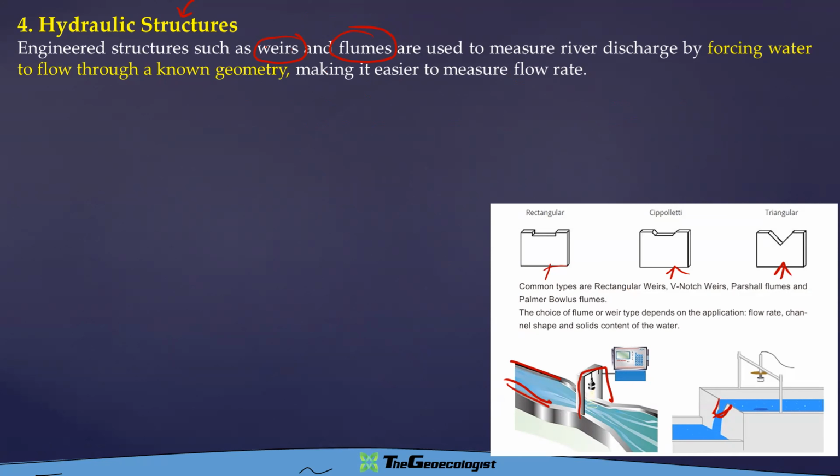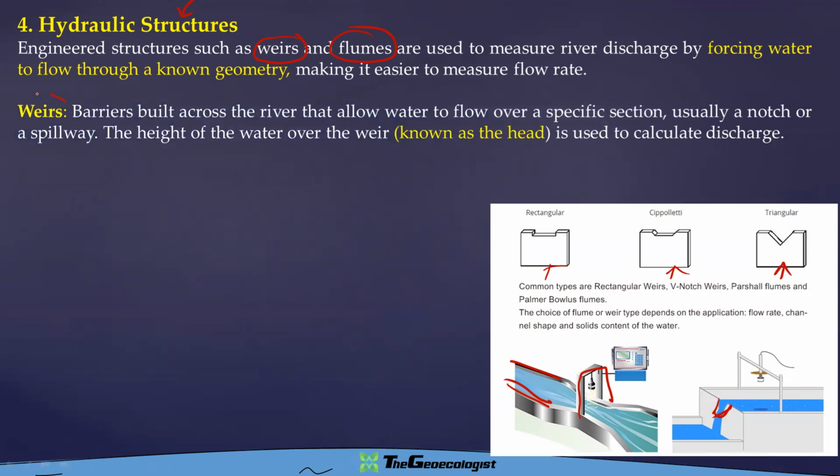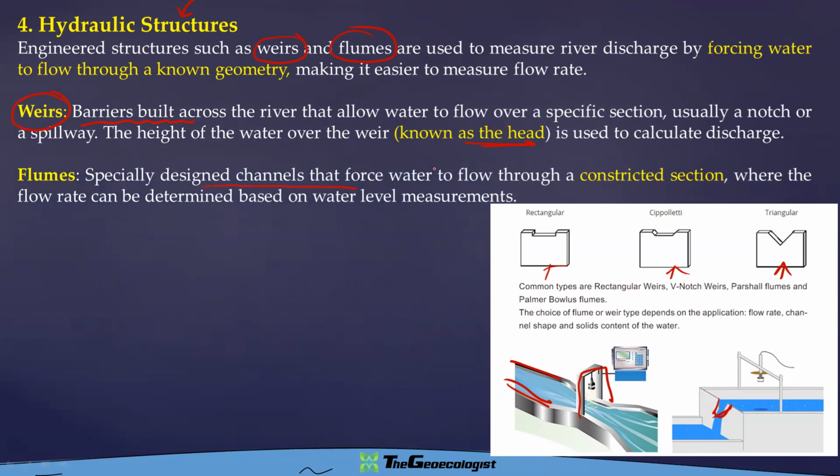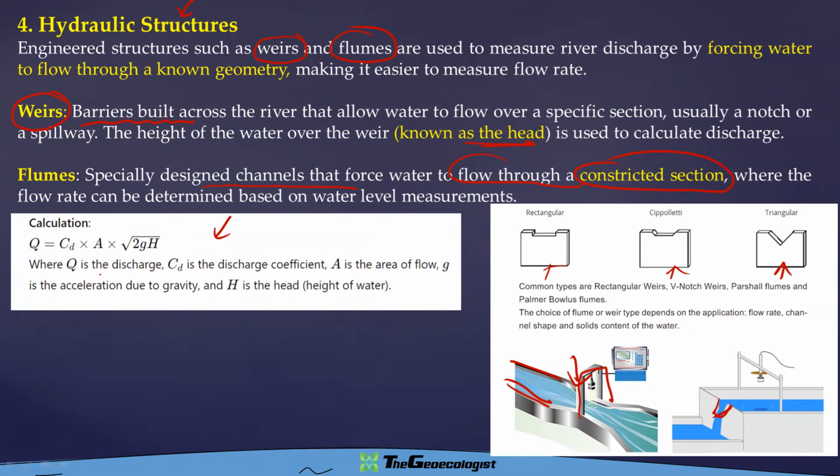This is something where hydraulic geometry is also important. Hydraulic structure is important. So weirs are the barriers, right? And it's also called a head sometimes. And what are flumes? They are designed channels that force water to flow through a constricted section. So the weirs and flume method, the hydraulic structure method, remember this is also important, and you again have a calculation here. So Q, which is discharge, is Cd into A root over 2gh, where Cd is the discharge coefficient, A is the area of flow, g is acceleration due to gravity, and of course h is the height of the water.